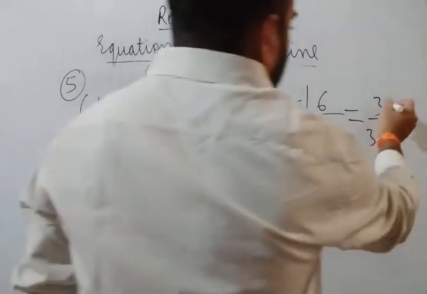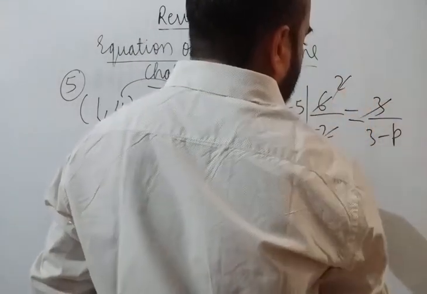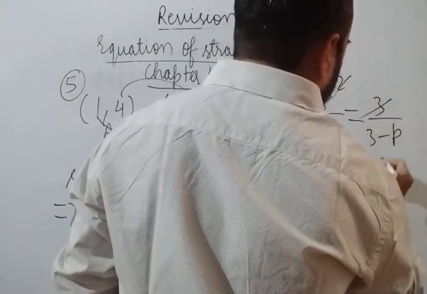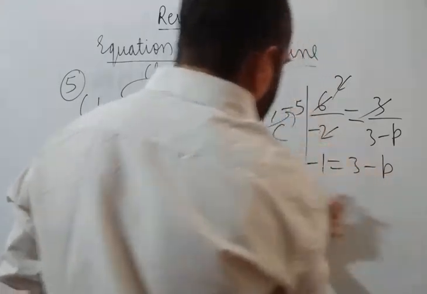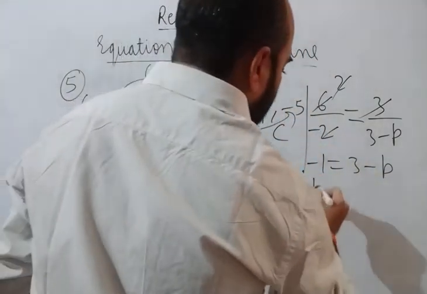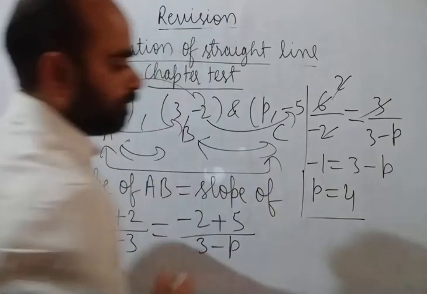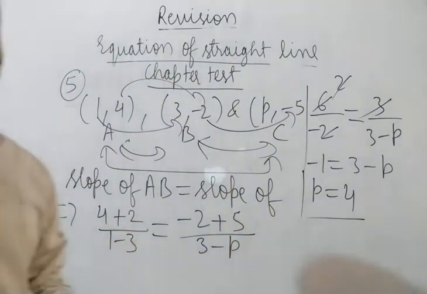Now see, these two are cancelled, these two are cancelled. It means minus 1 is equal to 3 minus p. So finally what will come? p will be 4. Correct?